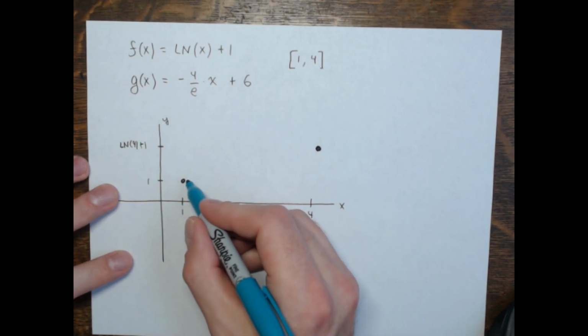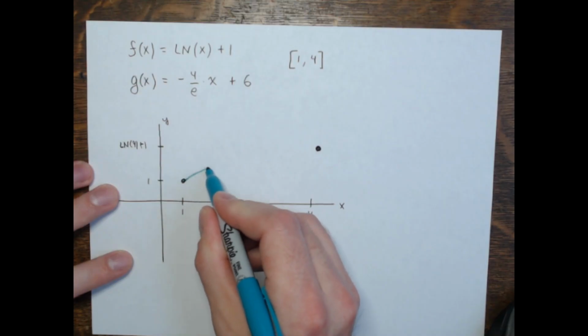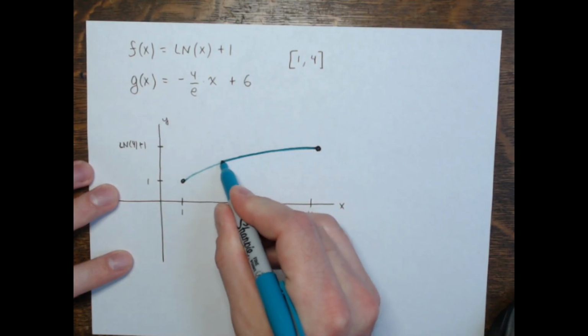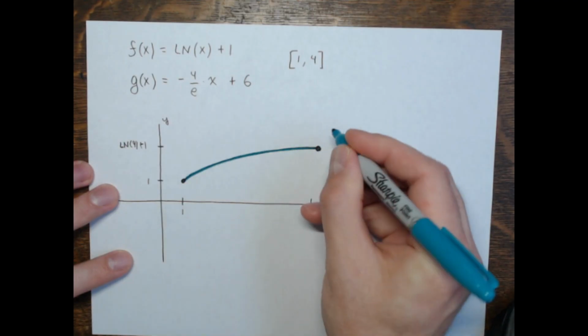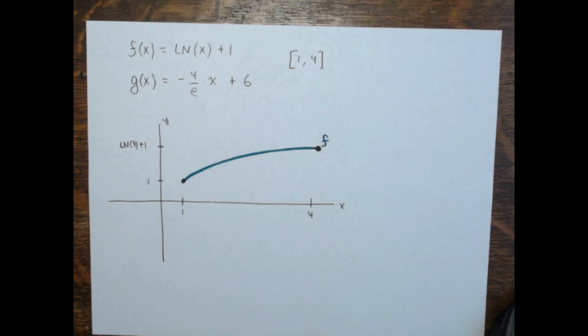And then here's the f curve, right? It's natural log, so, curling up like this. And we'll look at it in Desmos in a better picture, but there's f.